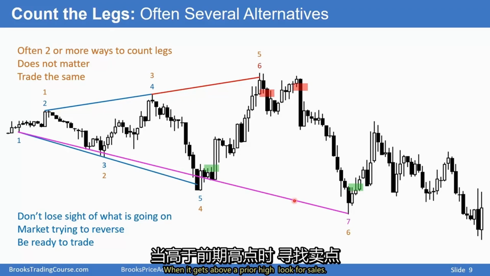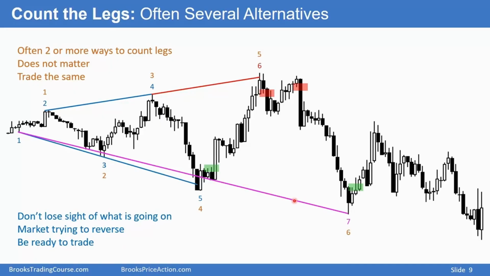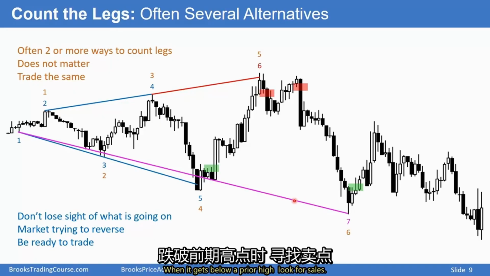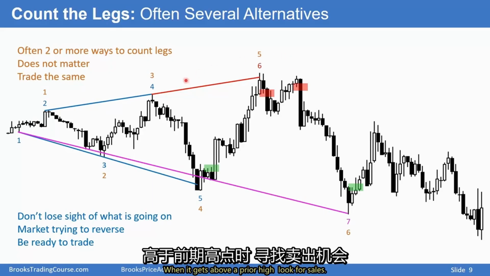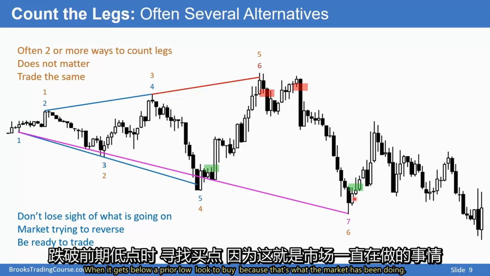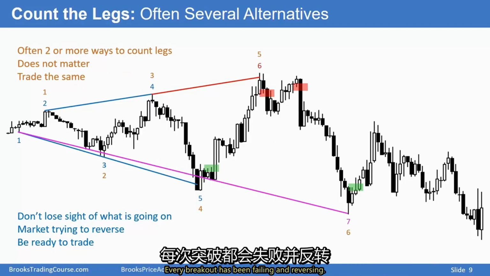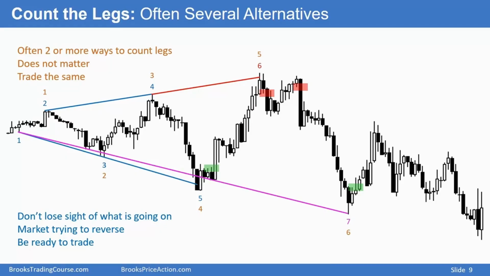It's important to pay attention to what the market's doing. It's continuing to reverse after every new high and every new low, and therefore you should look to buy a reversal up from a new low. You have to be ready to trade. When it gets above a prior high, look for sells. When it gets below a prior low, look to buy. Because that's what the market has been doing. Every breakout has been failing and reversing.